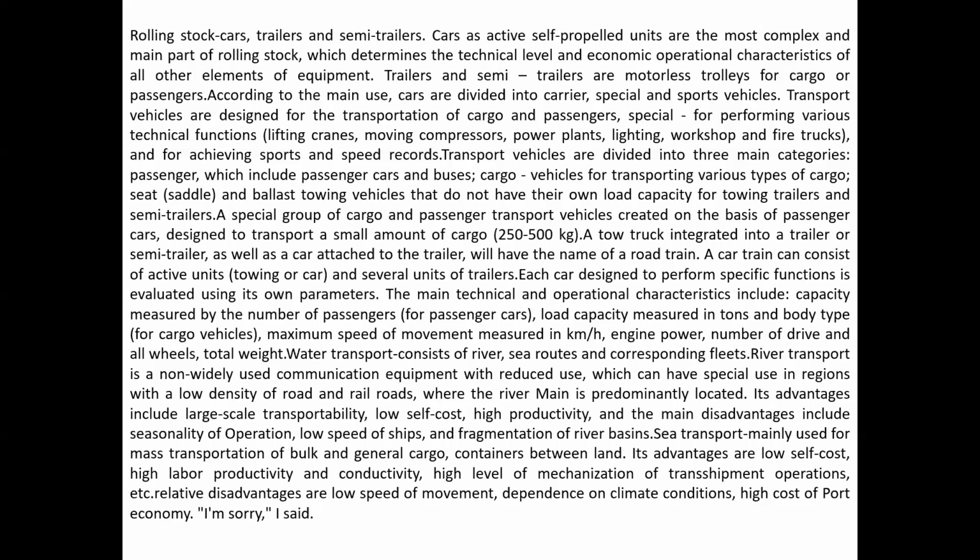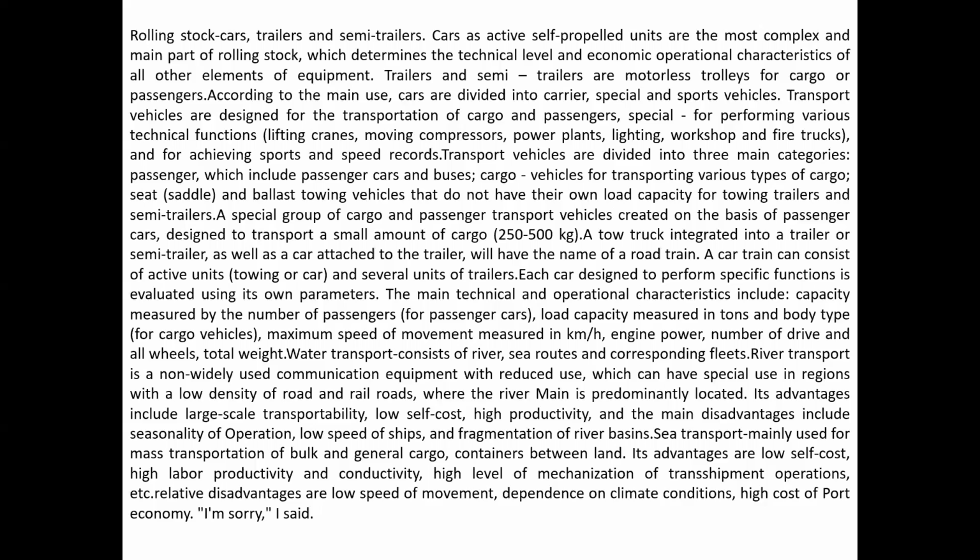Water transport consists of river and sea routes and the corresponding fleets. River transport is a less widely used means of communication, which can have special use in regions with low density of roads and railroads, where the river main is predominantly located. Its advantages include large-scale transportability, low cost, and high productivity, and the main disadvantages include seasonality of operation, low speed of ships, and fragmentation of river basins.